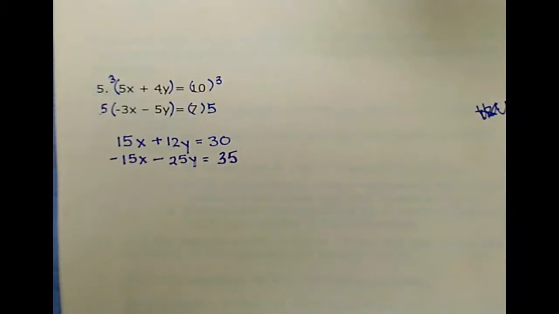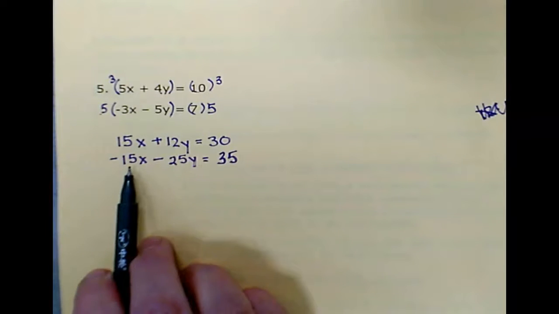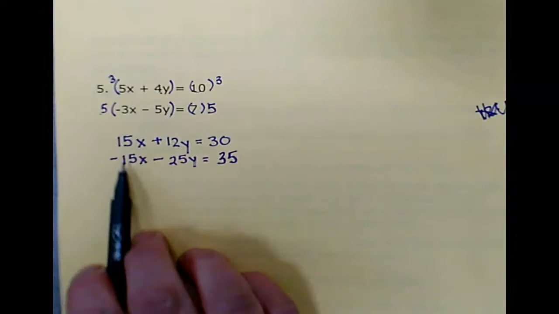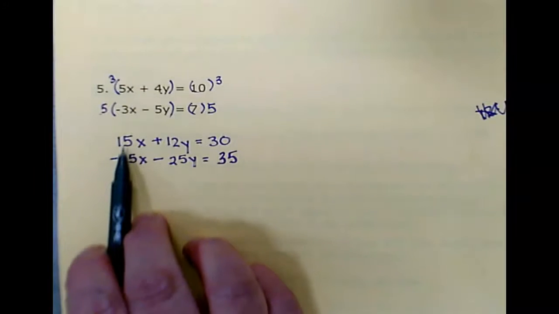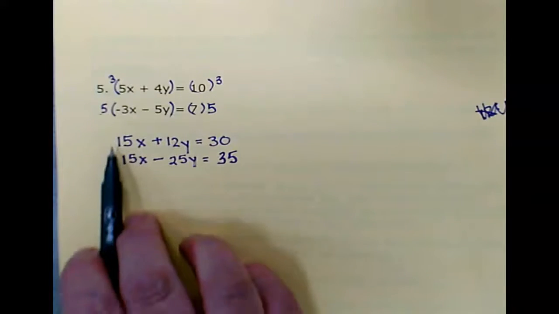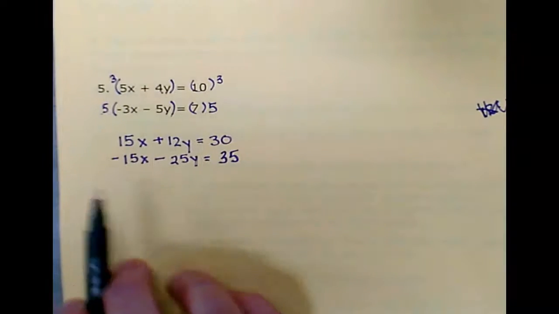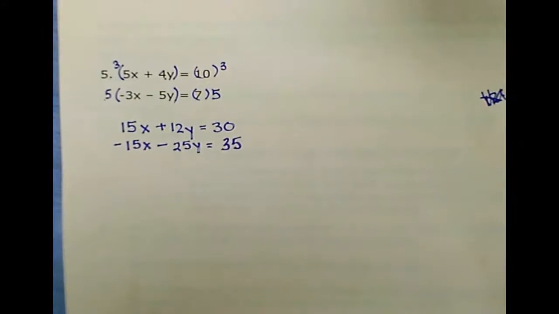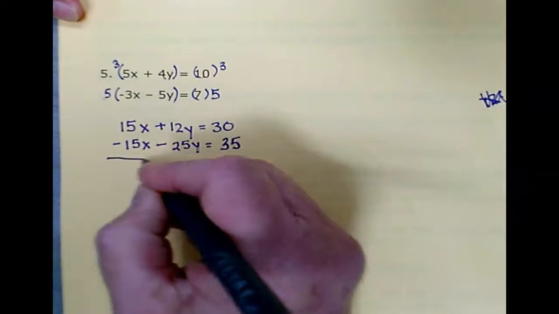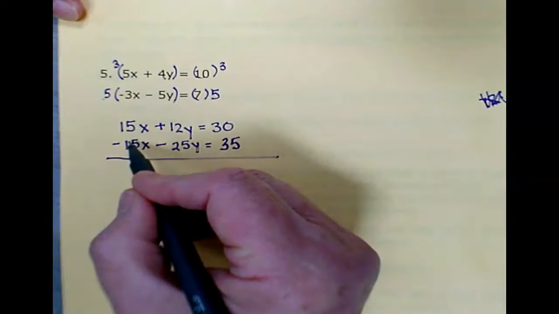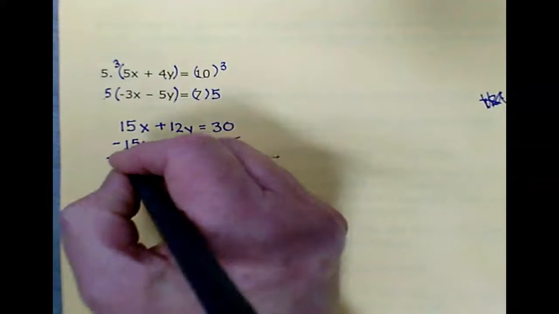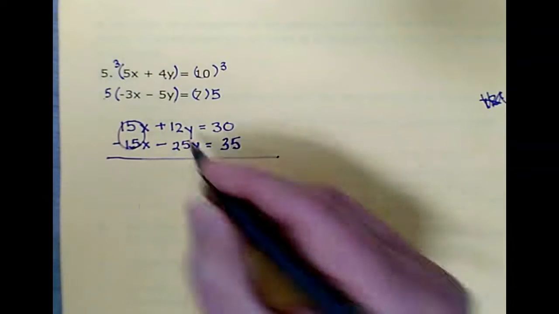When I add up the columns, the x's are going to cancel because I have a positive 15 and a negative 15. You have to have the same number with opposite signs. If I didn't have opposite signs, I could multiply one of my equations by -1 so that I would have opposite signs. So when I add up the column, negative 15 and positive 15, zero out.